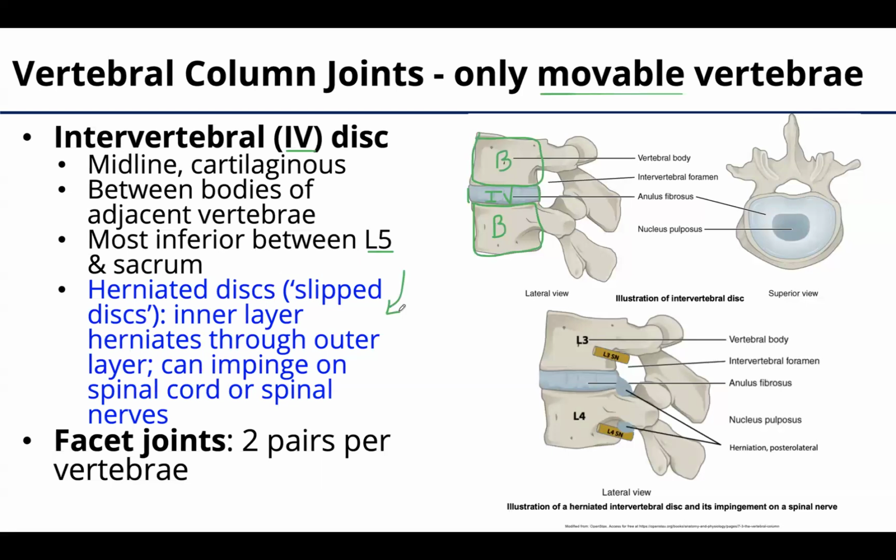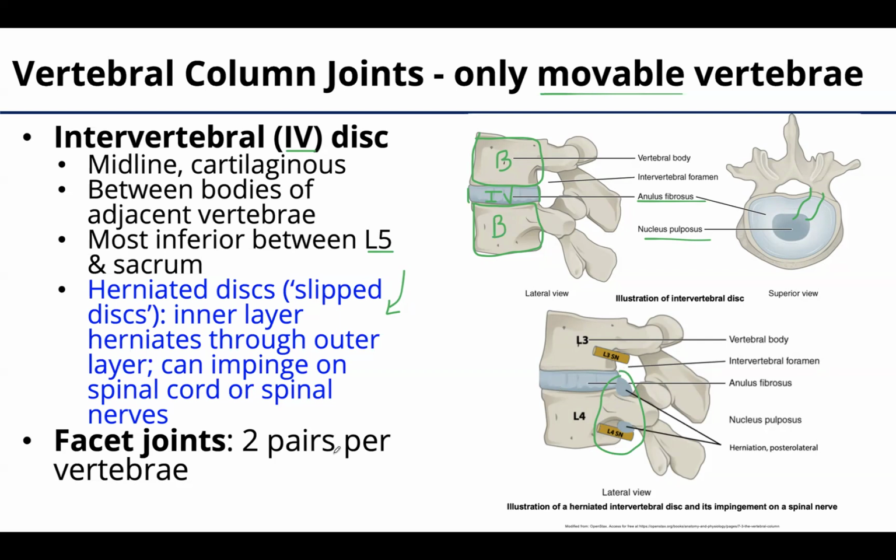Now, you may have heard of a slipped or a herniated disc, and it is at these intervertebral discs that this occurs. So the inner portion, or the nucleus pulposus, herniates through the outer layer, or the annulus fibrosus. So this inner portion could herniate out through the outer portion. And this herniation can actually impinge or compress the spinal cord or the exiting spinal nerves. So that has some tremendous clinical implications there. And again, we will return to this later on in the curriculum.